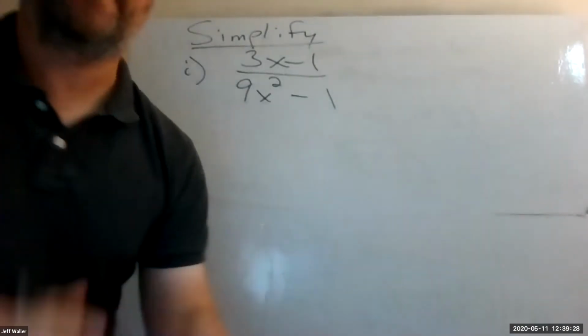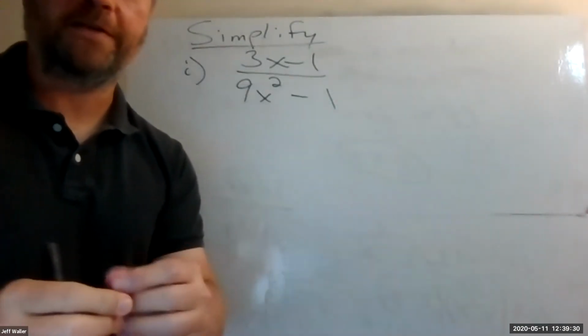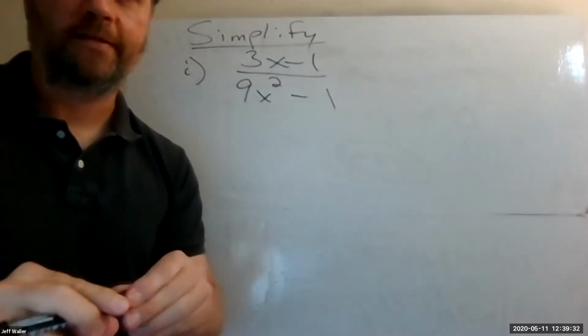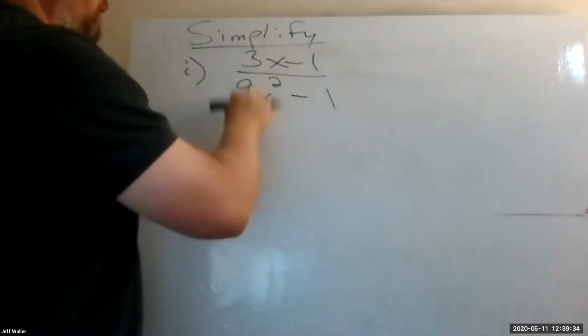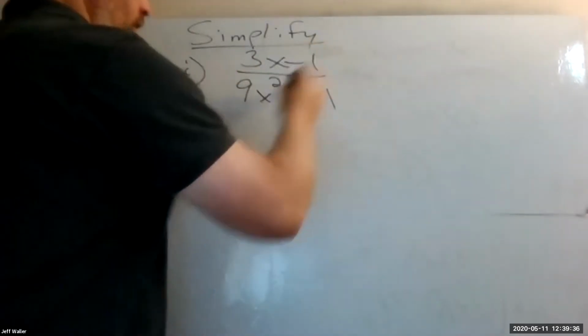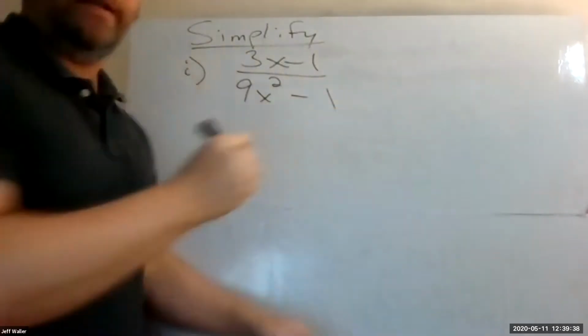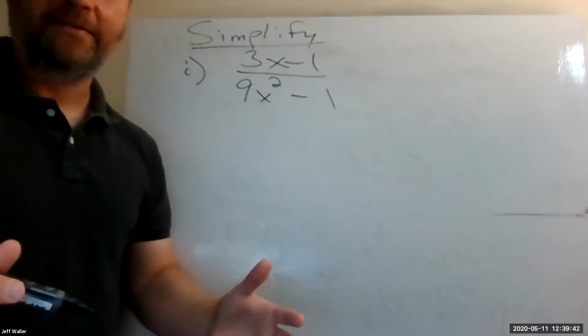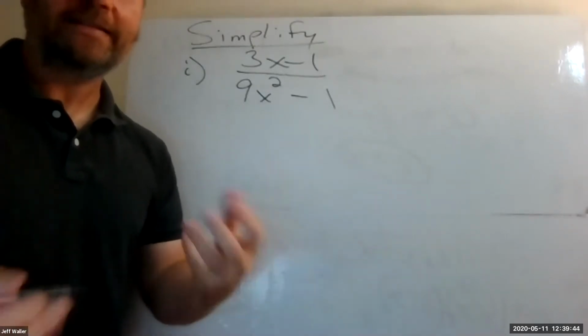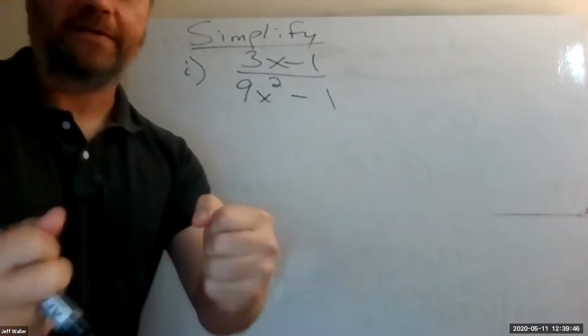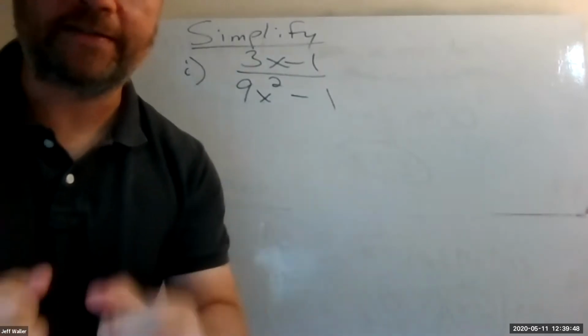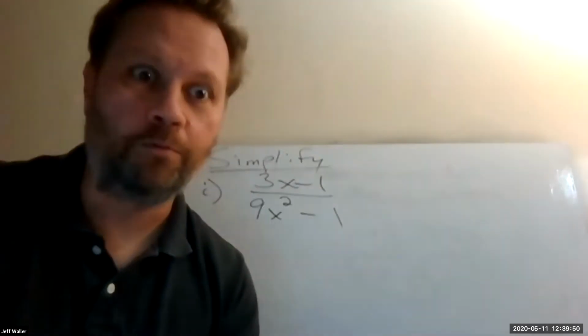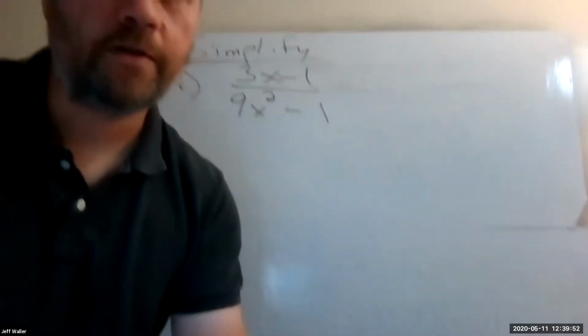How do I simplify this? What must I do? Can I just say 3 goes into 9? I can just reduce that, and then I can kill an x, and then these kind of cancel each other out. Yay! No, of course not, right? This is what I hate about this. I can't see everybody's faces to tell what's going on.